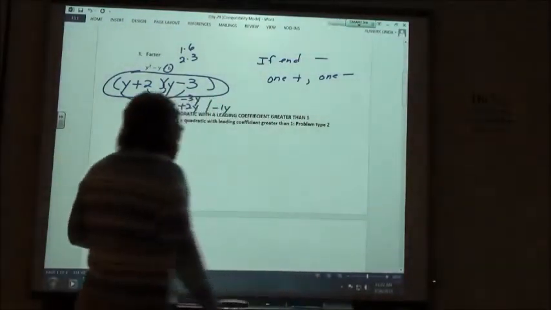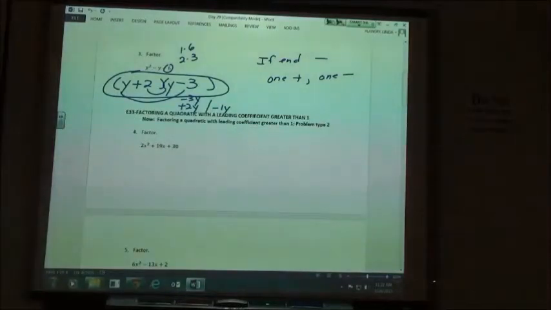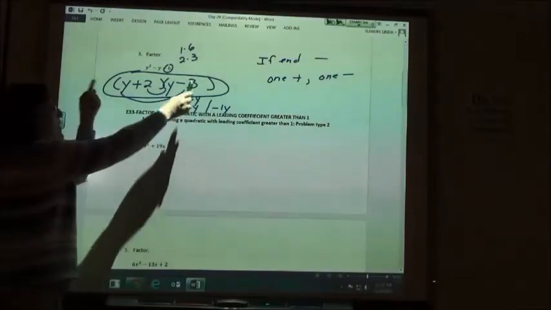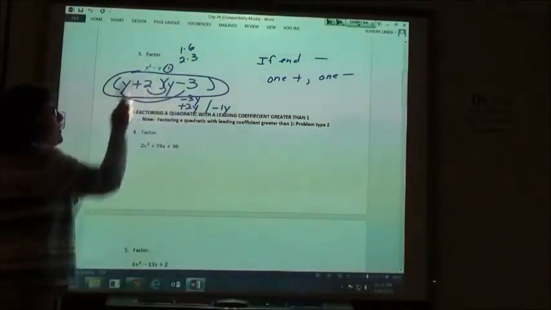Once we get to 4, 5, and 6, we're factoring a quadratic with a leading coefficient greater than 1, which makes it a little more tricky because we have to think about the outside plus the inside being the middle.